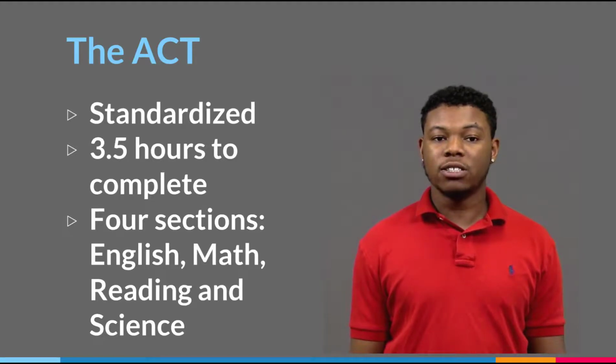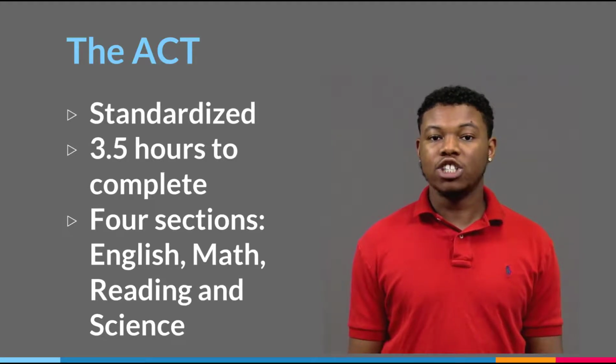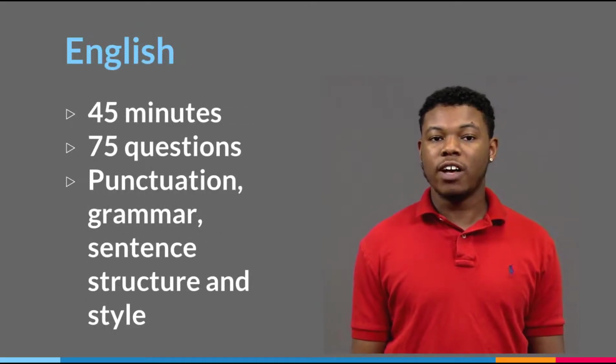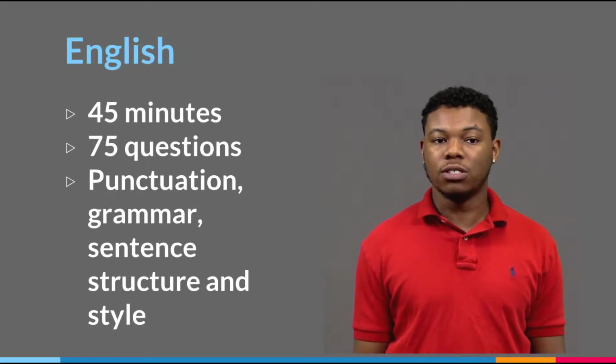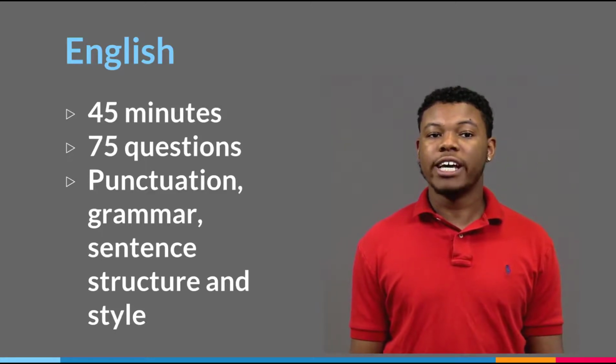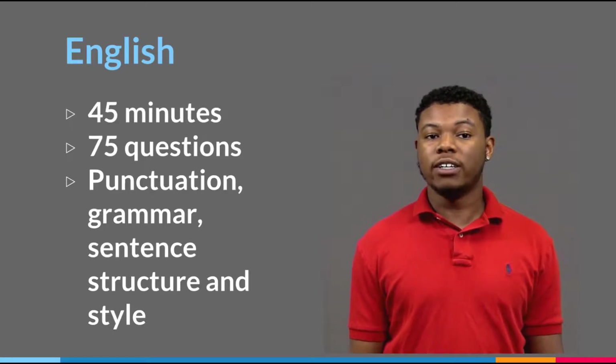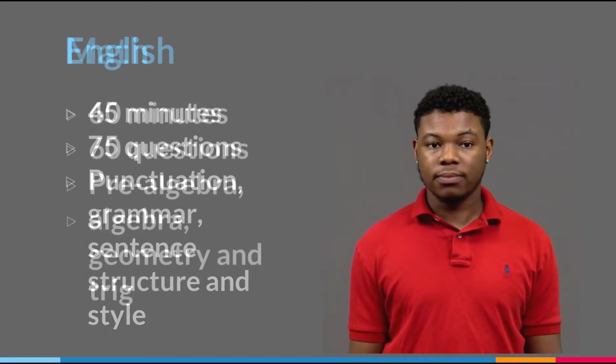There are 4 sections on the ACT: English, Math, Reading, and Science. The English section of the test is 45 minutes long and has 75 questions. It will test you on punctuation, grammar, sentence structure, and style. We will tell you a little more about what types of questions you will find under each of these categories later when we discuss how to run a diagnostic.